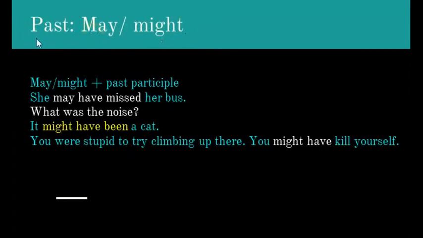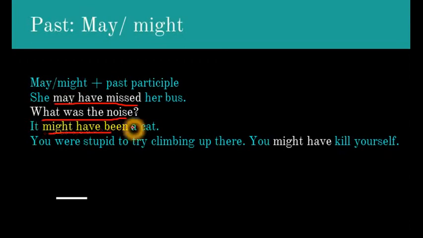May and might in the past. We can use may or might to say that it is possible that something happened or was true in the past. We use may or might plus the past participle of the verb. May and might plus past participle. In this example, she may have missed her bus. It means it is possible that she missed her bus. We are talking about the past.